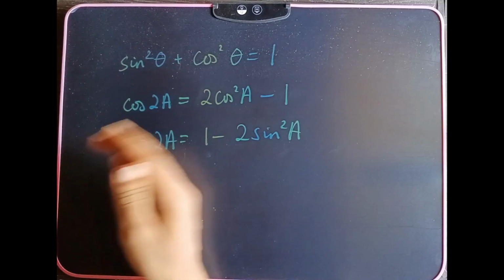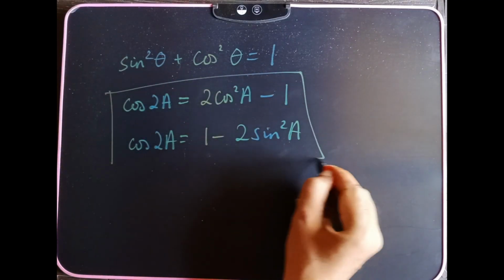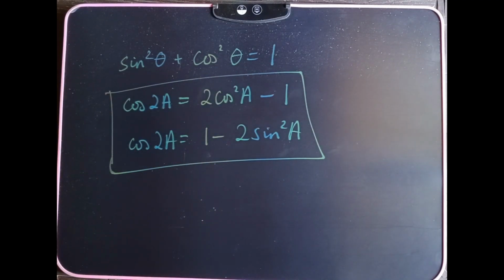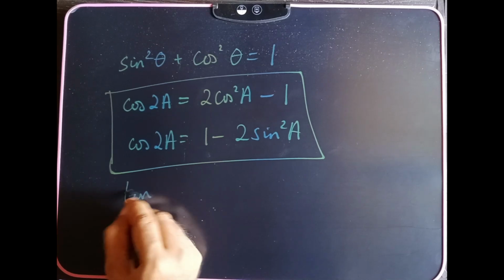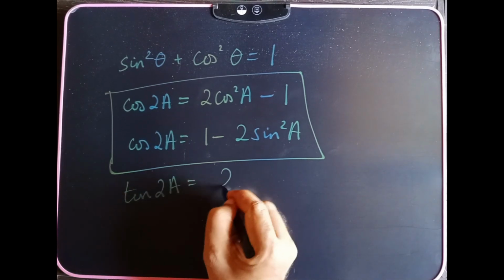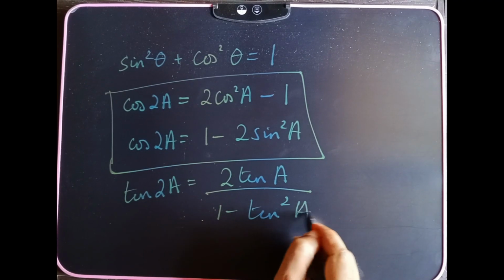I'm not deriving them. You can derive them at your pace, but you can also directly remember them. By using the compound angle formula, you can derive it. If you want a video on how to derive it, please put a note, and I will derive it in the next session. Similarly, you can write tan 2a is equal to 2 tan a divided by 1 minus tan square a.